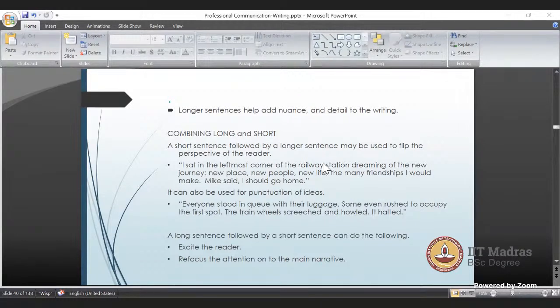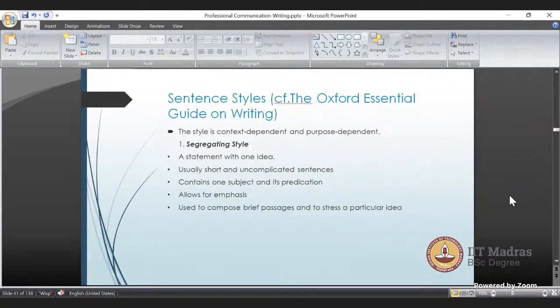Say I'm writing a longer essay, and at some point I want to bring the attention of the reader back to what the main point was. I can use a short sentence to bring your attention back to the main point of discussion. Are these two points understood to those of you who are listening? Yes, ma'am. So this becomes a very good method, a stylistic feature in sentence writing, right?